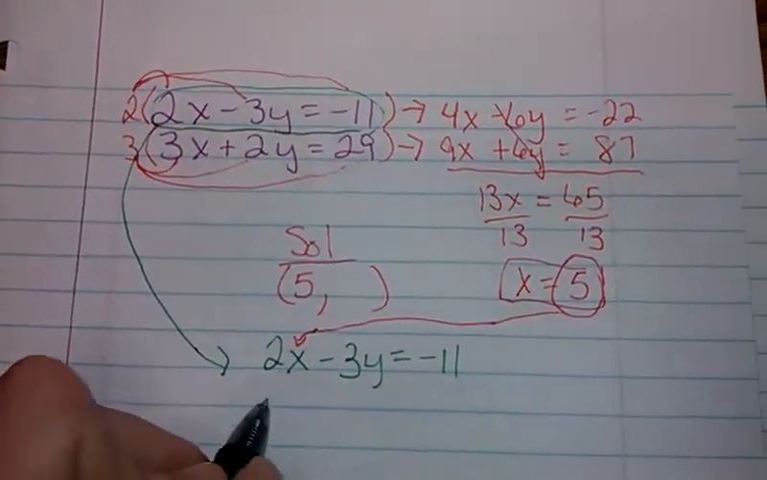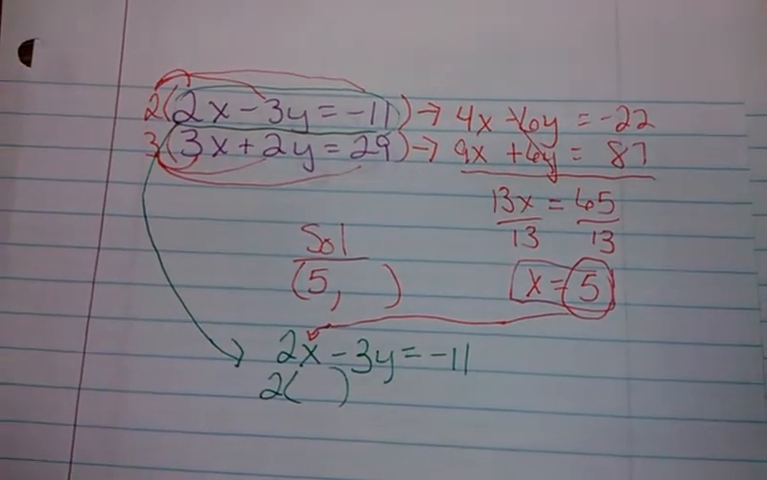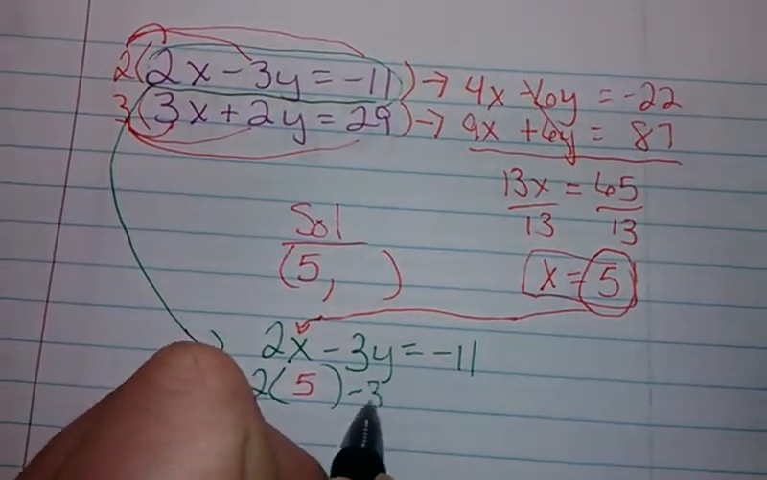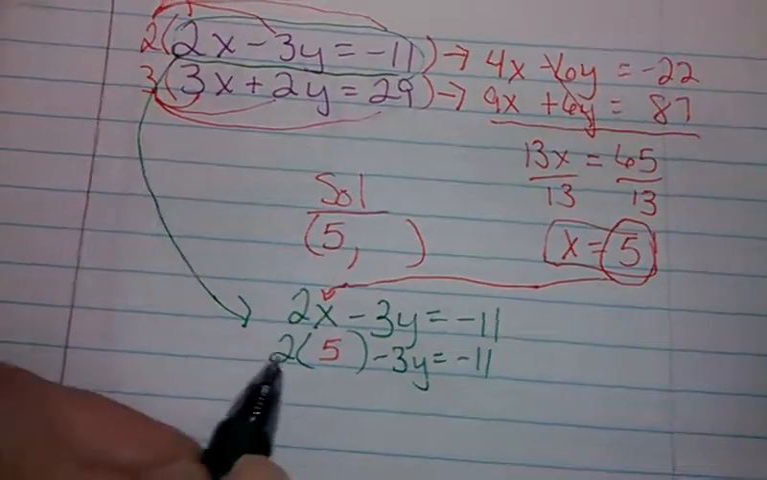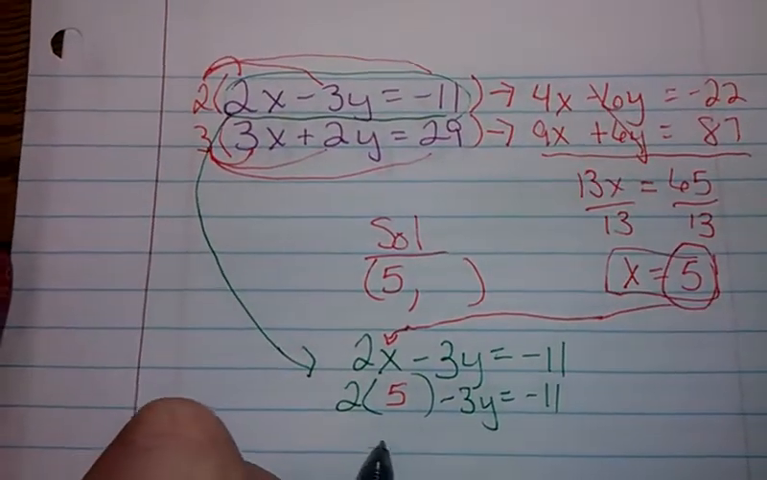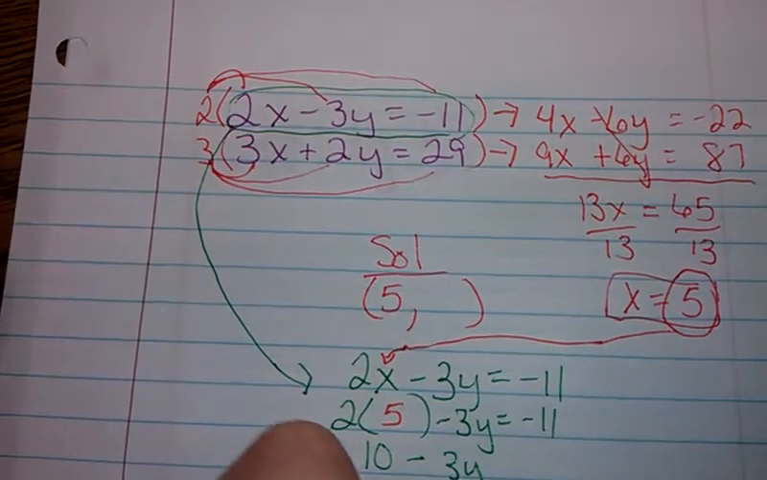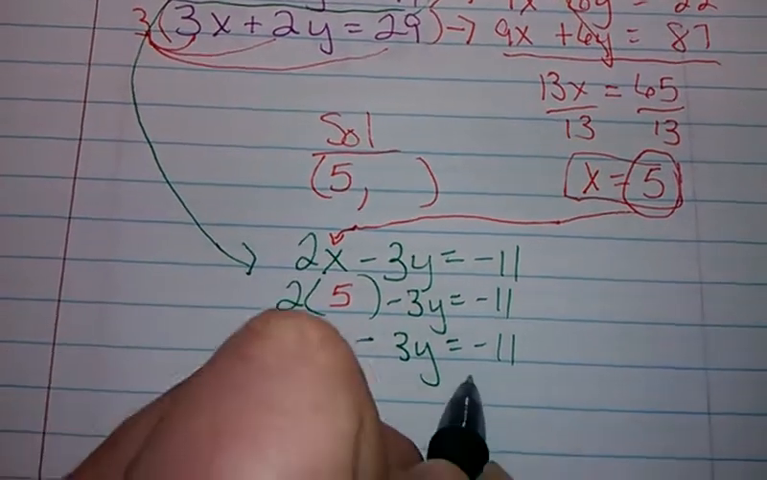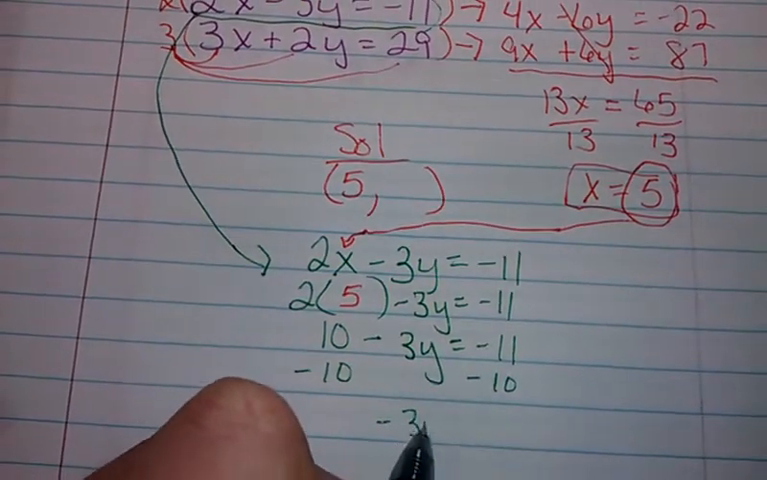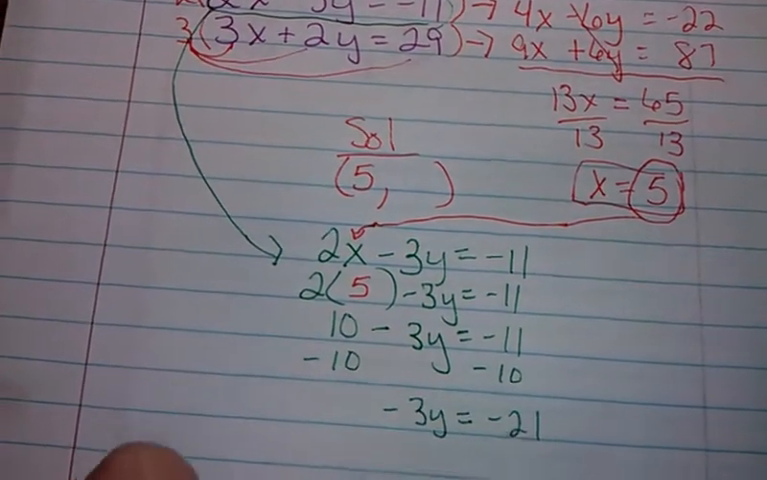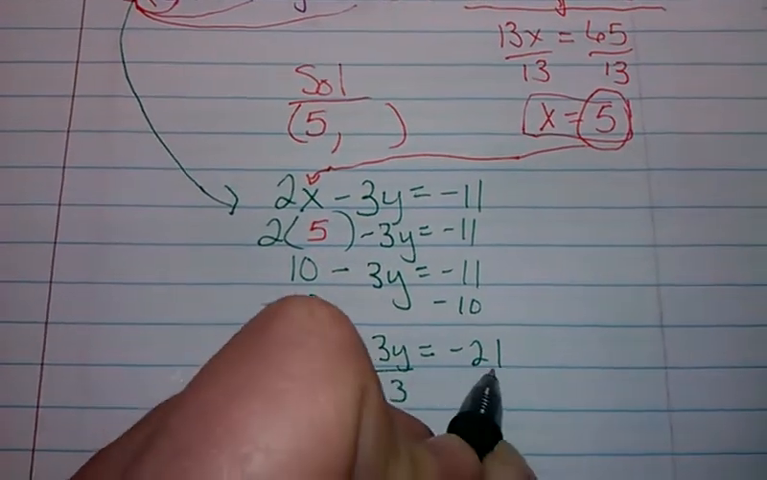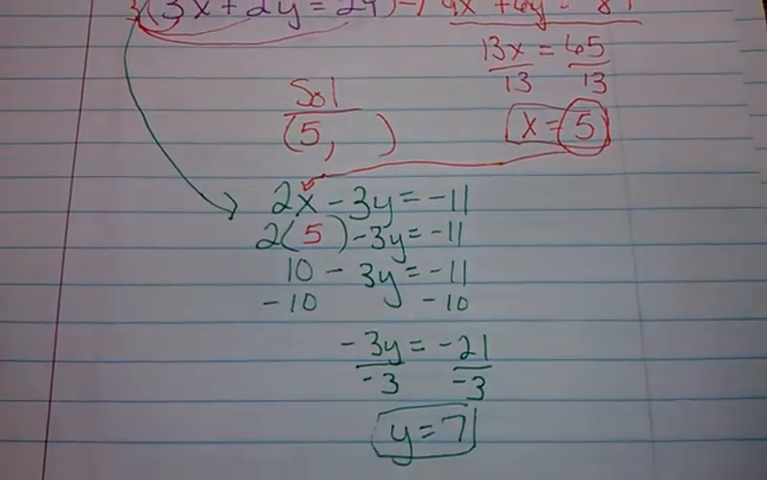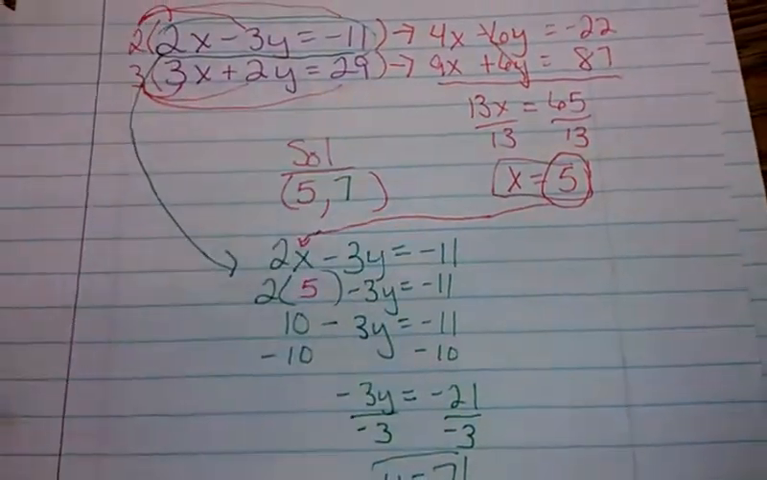So I get 2 times 5 minus 3y equals negative 11. 10 minus 3y equals negative 11. I'm going to subtract 10 from each side. Negative 3y equals negative 21. Divide by negative 3, y equals 7. My solution is 5, 7.